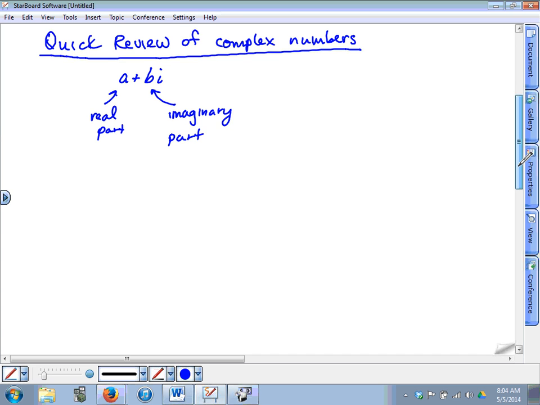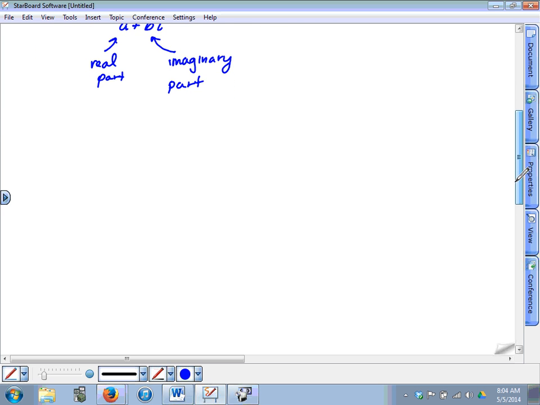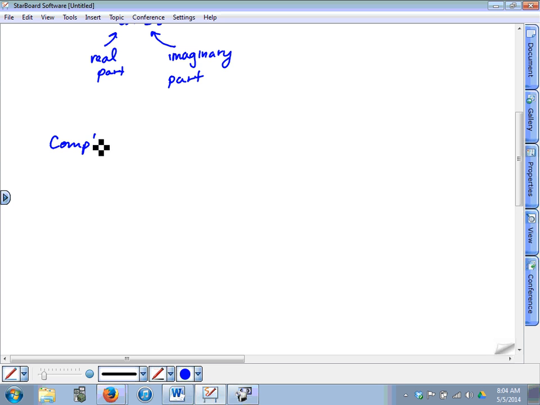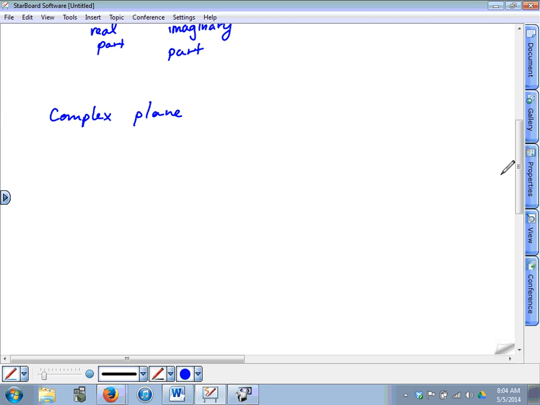I don't think this was part of the Algebra 2 curriculum, but you can graph complex numbers on what's called a complex plane. Some of you might have seen this, but for most of you I think this will be something new. It's pretty easy. A complex plane is a rectangular coordinate system, kind of like the Cartesian XY plane. It has a vertical axis and a horizontal axis, but it's not an X and a Y axis. This axis right here is called the real axis. That's the horizontal one. The vertical axis is called the imaginary axis.